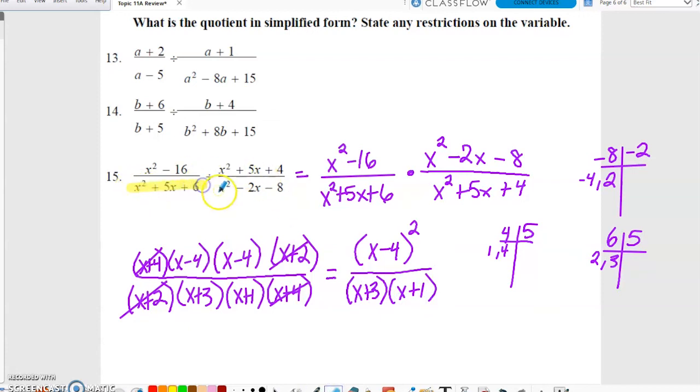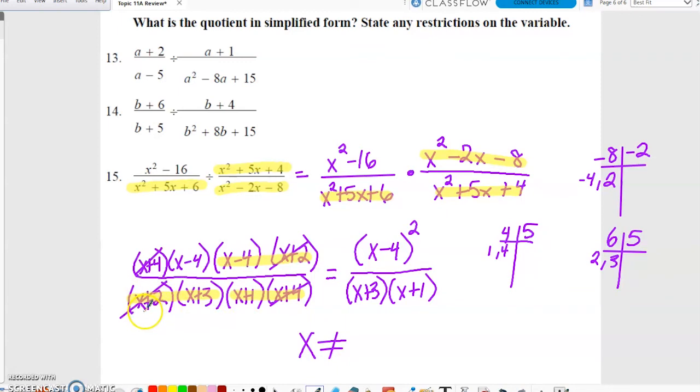And again, restrictions. That's going to be from both of my denominators, my second numerator. So over here, both denominators, second numerator. X squared plus 5x plus 6 became the x plus 2 and x plus 3. X squared plus 5x plus 4 became x plus 1 and x plus 4. X squared minus 2x minus 8 became x minus 4 and x plus 2. So we got a lot of things going on here, but some of these do repeat, so it'll make it a little easier. But we're going to say x cannot equal, starting on the bottom.